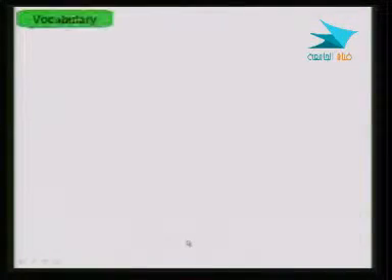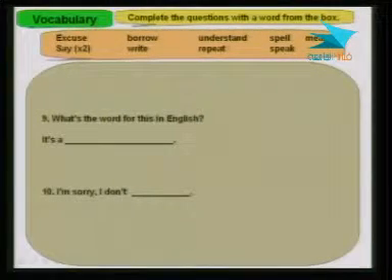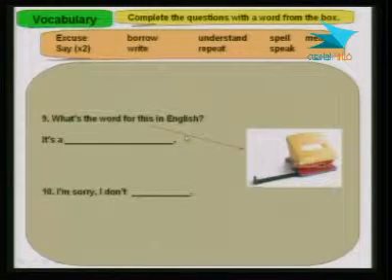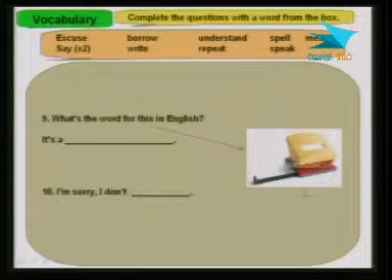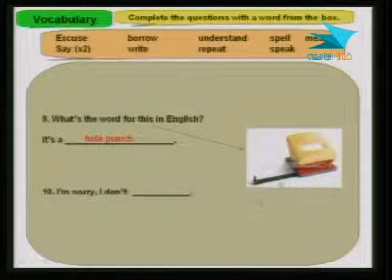Okay. And again, here, I think the rest of it, we did not take in that session. And then what's the word for this in English? And by this, I mean that. Look at the arrow here. What do we call that in English? Can you guess? That's a hole punch, okay? It's a hole punch.